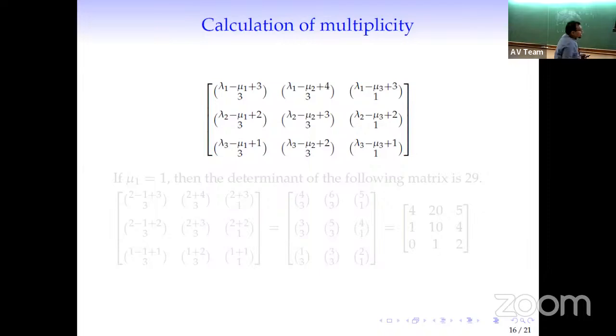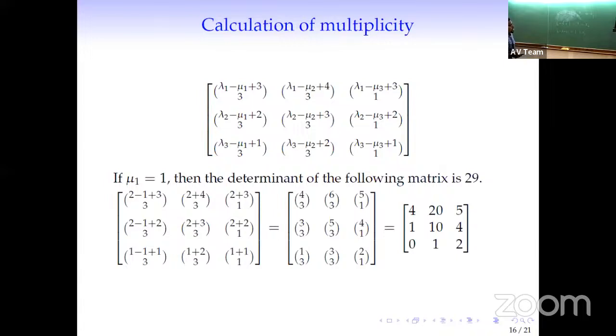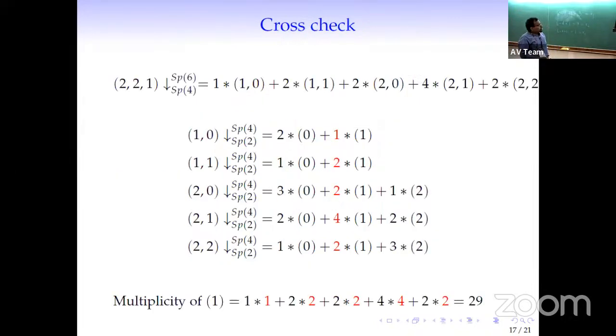And now we specifically want to calculate how this 29 is coming. If you put mu_1 equal to 1, and put in all the values of lambda_i and mu_i, certainly mu_2 and mu_3 are 0. If you put all the things in and calculate this determinant, the determinant will come as 29. As a cross check, one can do this by brute force or manually. One has to go from Sp(6) to Sp(4), and then Sp(4) to Sp(2), and one can calculate that this will certainly appear 29 times. So this will come certainly.